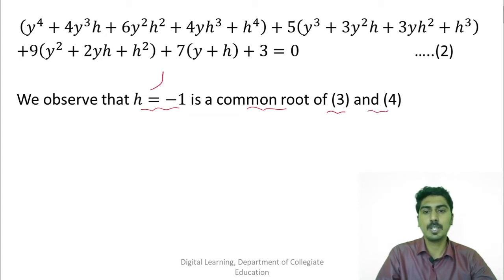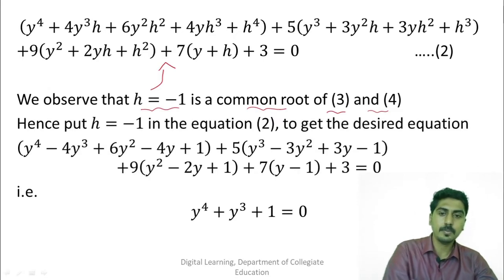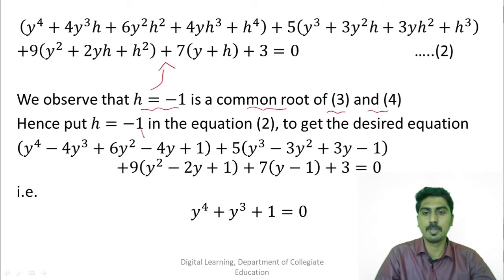So when I put h equal to minus 1 in this equation, I get the desired equation. So when I put h equal to minus 1 here, I get y power 4 plus y cube plus 1 equal to 0, in which the fourth term is absent and the third term is absent.